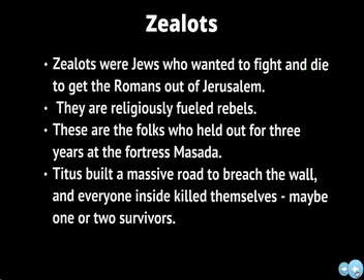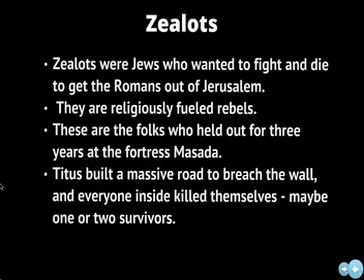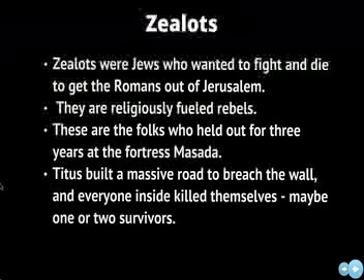They had a stockpile of water, a stockpile of grain, and the Jewish rebels there had absolutely no problem with supplies. But what Titus did, being the conqueror that he is, he had his soldiers build a massive road to breach the wall. And everyone inside had made a pact to kill themselves, and there might have been 1 or 2 survivors. I think that they pulled a woman and a child out of the cistern, and they were able to get the story out of them about what happened.